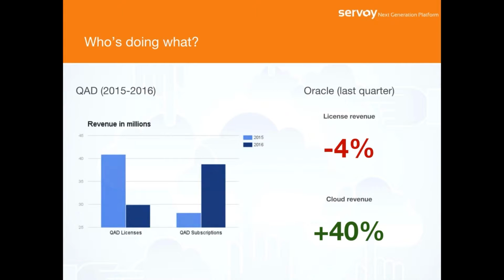Their license revenues are declining very sharply. At the same time, their subscription, which is their cloud revenue, is growing very, very quickly. So it is an industry trend that is happening, and it is happening much faster than was anticipated by a lot of the analysts. So if you're not doing it yet as an ISV, then now is the time to start doing it.